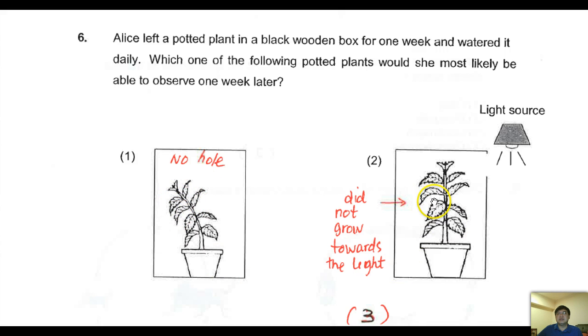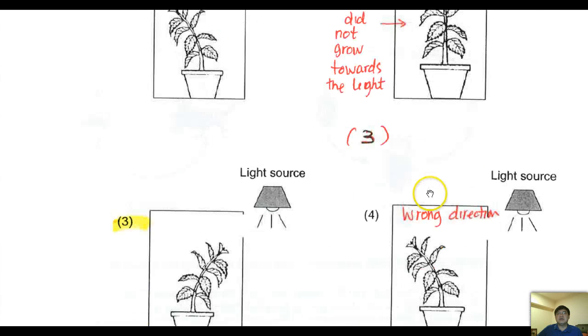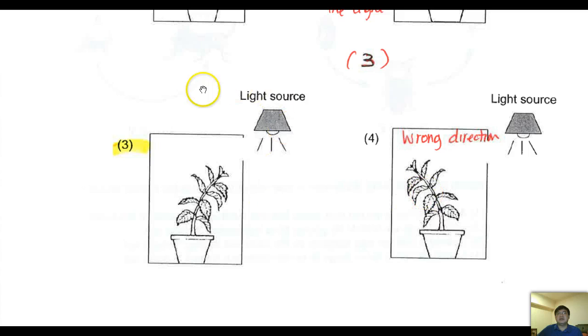How about this? Right, this looks like a dead plant, okay, or an artificial plant. You see, it did not grow towards the light. Even if there's a light source, it should grow over here. So this is not likely what she's going to observe if it's a real plant. Now this is the answer.